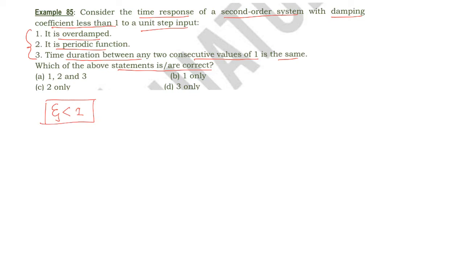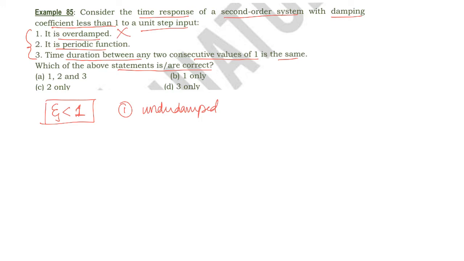Now if you consider the first statement, it is overdamped, but we know for zeta less than unity the system is called underdamped. For 0 less than zeta less than 1, the system is underdamped. For zeta equal to 1, it is critically damped, and for zeta greater than 1, it is overdamped. So the first statement is incorrect.